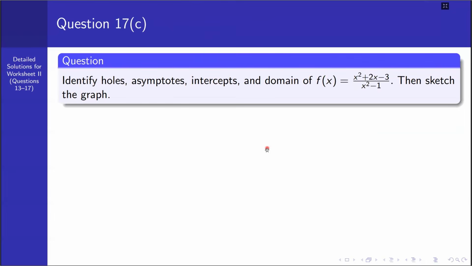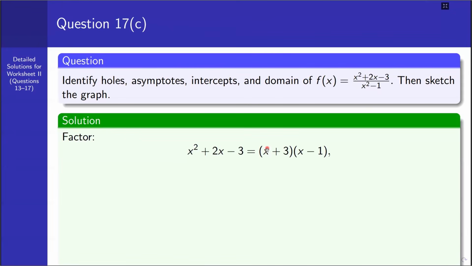Okay, again a similar question. Identify holes, asymptotes, intercepts, and domain of f of x equal to x squared plus 2x minus 3 over x squared minus 1, and then sketch the graph.